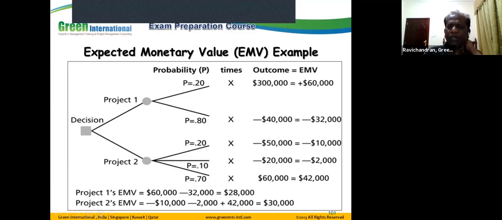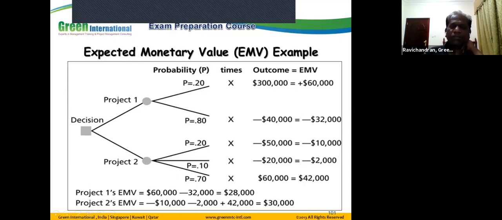So we can calculate EMV for each risk. EMV for this risk is 0.2 multiplied by 300,000, which is 60,000 plus. Here 0.8 multiplied by minus 40,000, so 32,000 is the negative. If you add these two, we're getting say 28,000. So project 1 EMV value is 28,000.